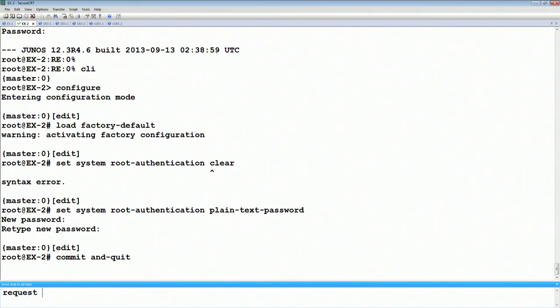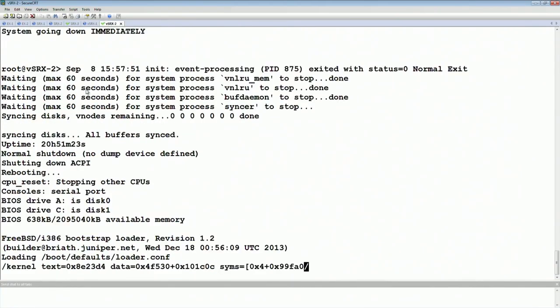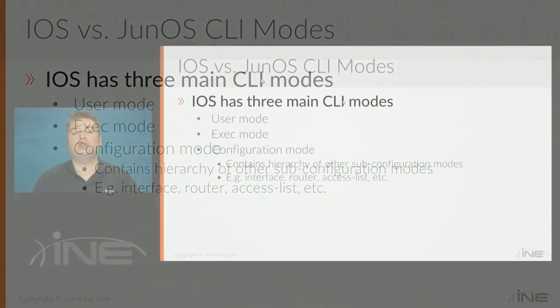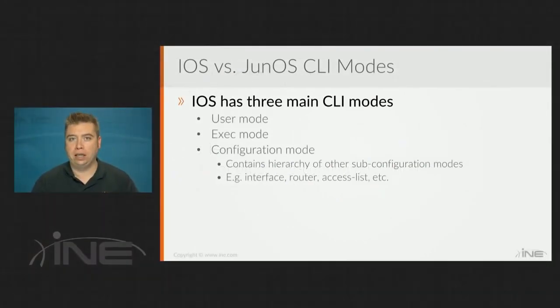And then we'll request a system reboot. Okay, so now all of our boxes are going to come up with a default configuration. So first up to start, let's talk about what are the differences in the CLI modes.